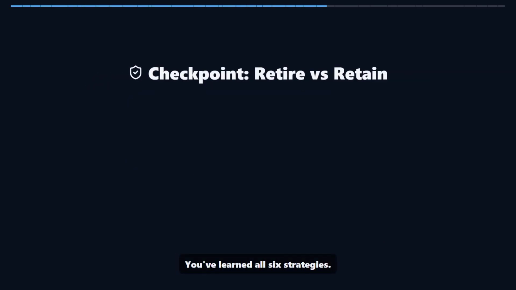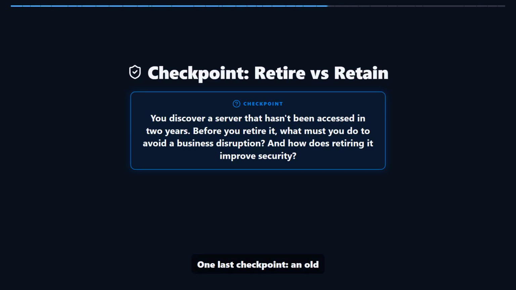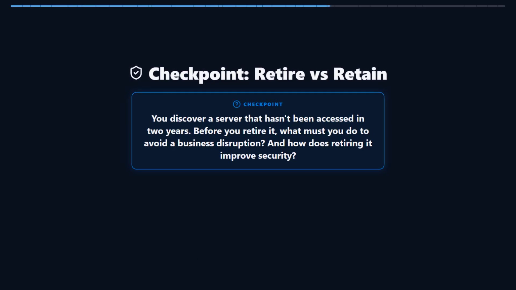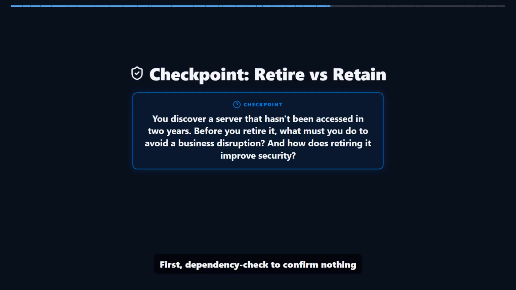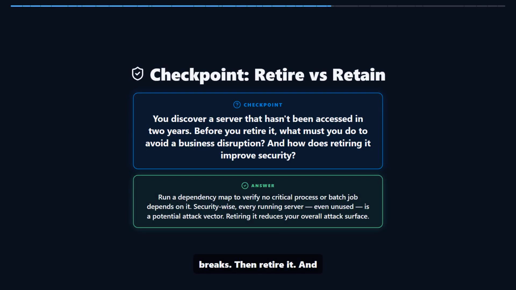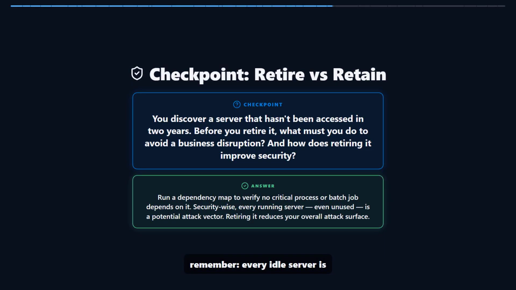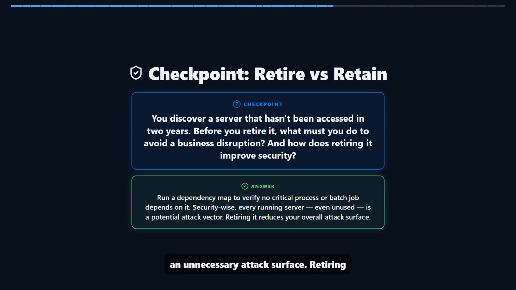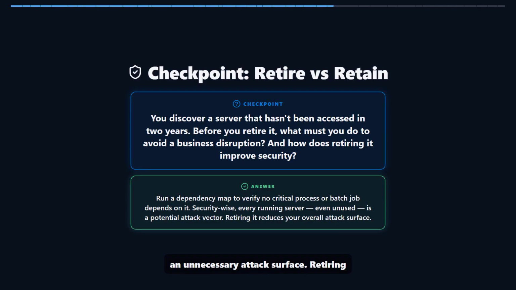You've learned all 6 strategies. One last checkpoint. An old server, no logins for 2 years. Retire or retain. First, dependency check to confirm nothing breaks, then retire it. And remember, every idle server is an unnecessary attack surface. Retiring strengthens your security posture.